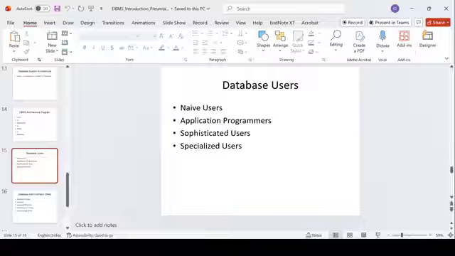So next we see the database users. There are different types of database users. Naive users use applications, programmers develop database applications, sophisticated users perform advanced queries and specialized users create special database applications.